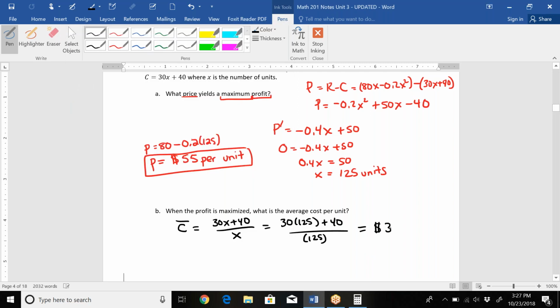So this is $30.32 is the average cost per unit when we have a max profit.